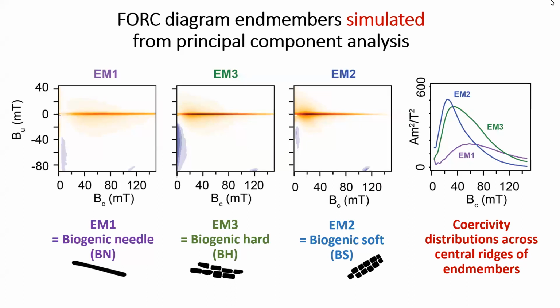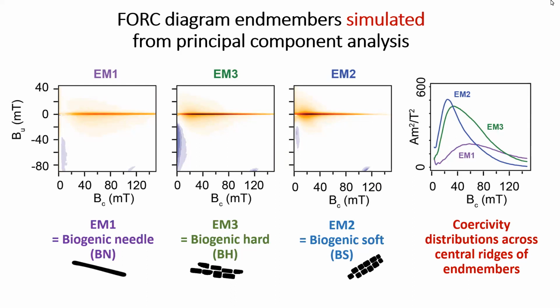And then on the right in blue is end member 2, which has contributions to the central ridge close to the origin there, with the lowest coercivities. And this corresponds to our more equant conventional magnetofossils or the biogenic soft component. And if you can't see that, it's hard to see the contributions to the central ridge, just take a look over here in the top right at the coercivity distributions across the central ridge.